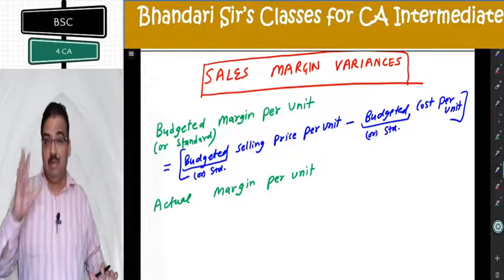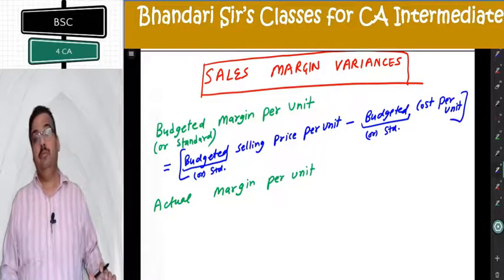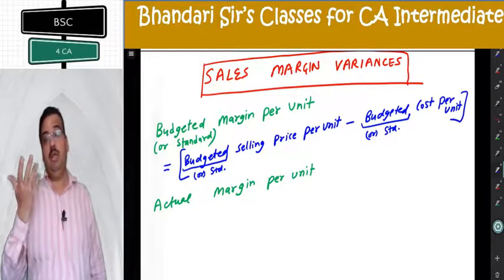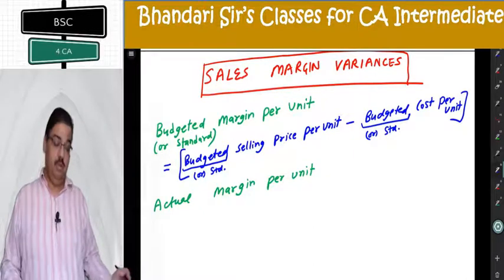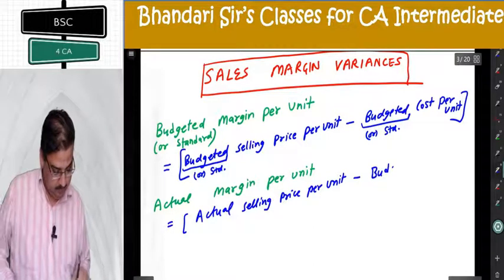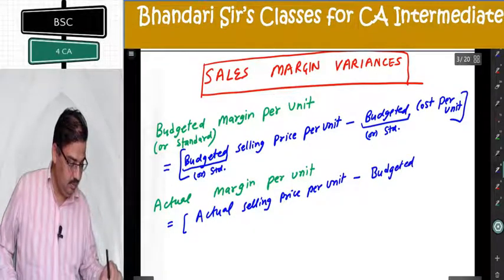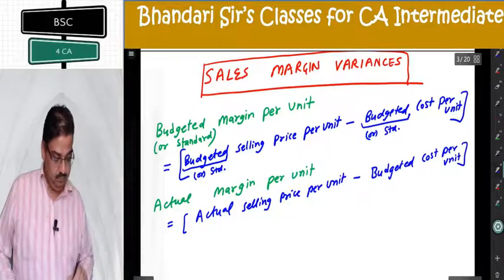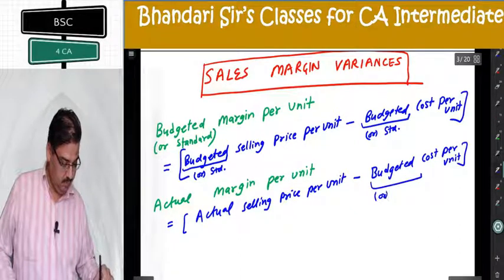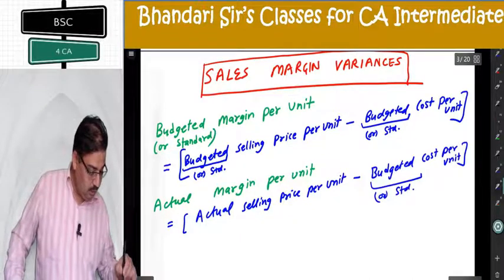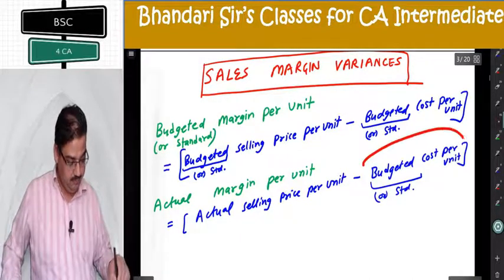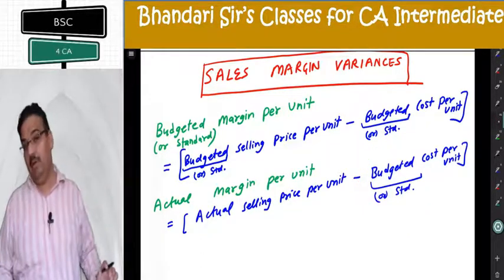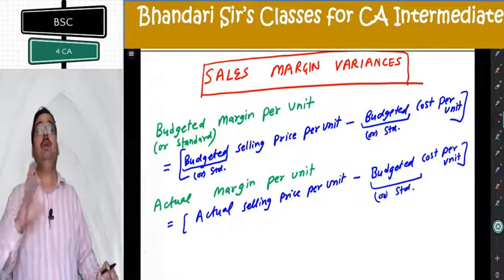What you can never guess is the meaning of actual margin per unit. Normally students say, sir, very simple, actual profit per unit. That is wrong. No, it is not actual profit per unit. It is actual selling price minus budgeted cost per unit. Now, the most important thing is this. I don't have to deduct actual cost per unit. I have to deduct budgeted cost per unit always.